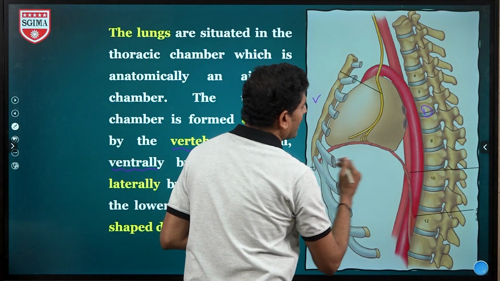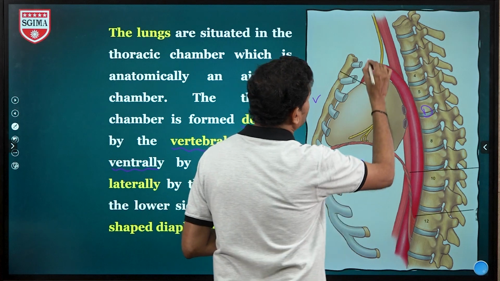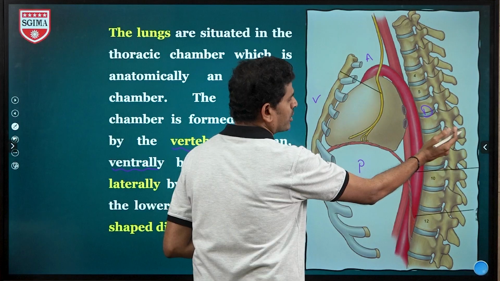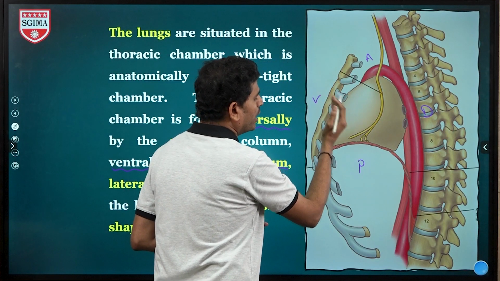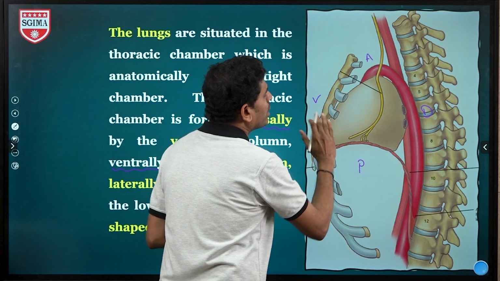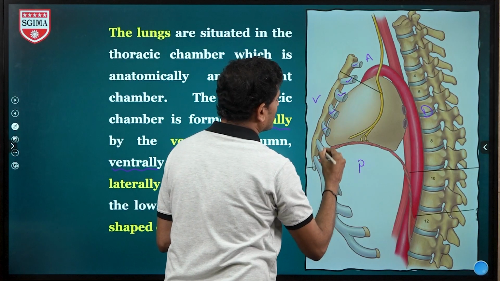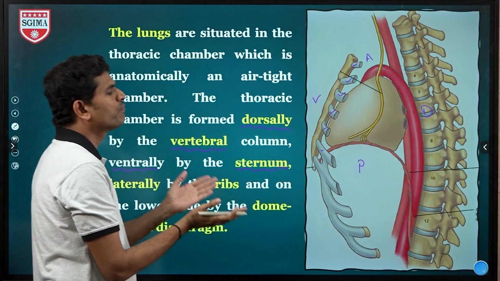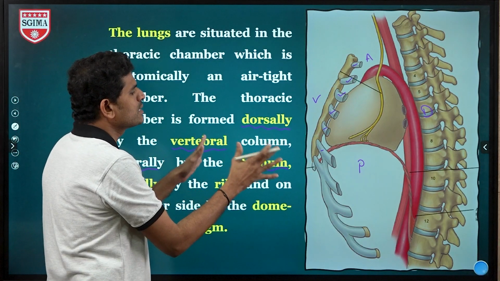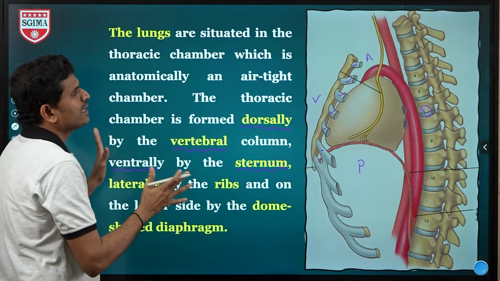And the lower side is which one? The diaphragm. That is the posterior, the diaphragm will be there, and this is the anterior. So these three parts are nothing but: dorsal side vertebral column, ventral side sternum, and the lower side, which is the posterior side, diaphragm. And laterally, which one? Ribs are present. Laterally these are ribs. So these all combined form an airtight container chamber that protects our lungs very carefully. So this explains this slide.